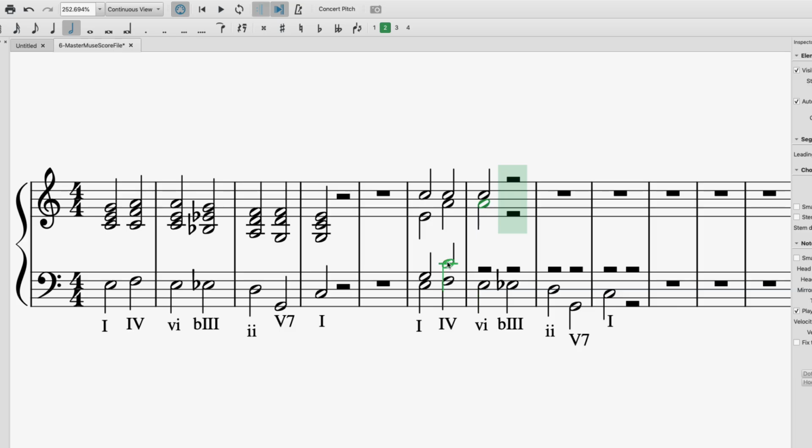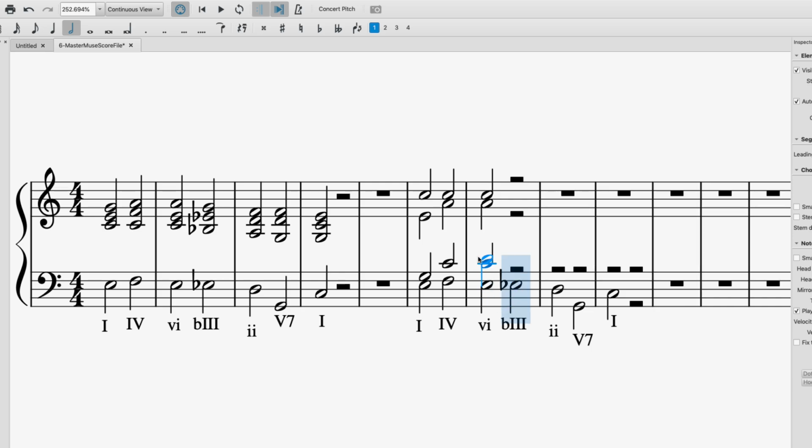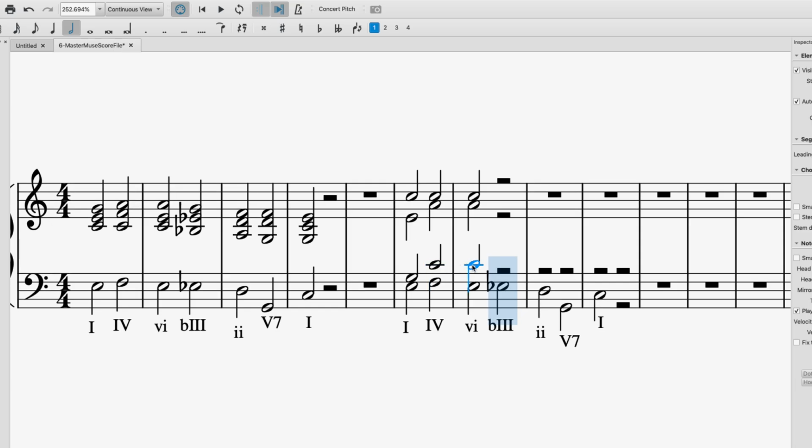E, and I need a C. Oh, look at that. My tenor can stay the same as well. But that technically creates a parallel octave. C to C, C to C. So I don't want to do that. Also, it's boring.